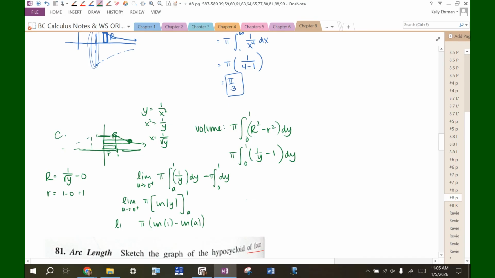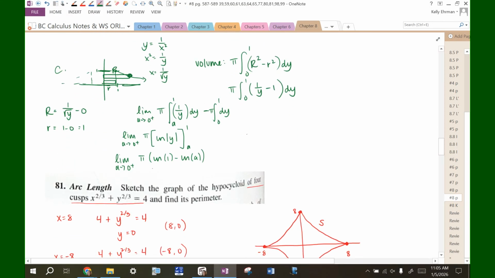Oops, I dropped my limit notation. And this is definitely 0 minus negative infinity, which is plus infinity, because as you think about the natural log graph, as you approach 0 from the right, you're going to negative infinity. And then this other part would just be minus pi, minus 0, or plus 0, whatever. But yeah, you're getting infinity. Constant plus infinity minus constant. So this is actually divergent.